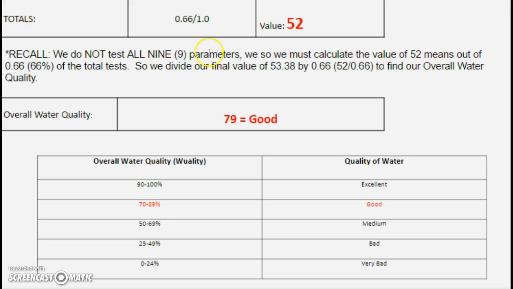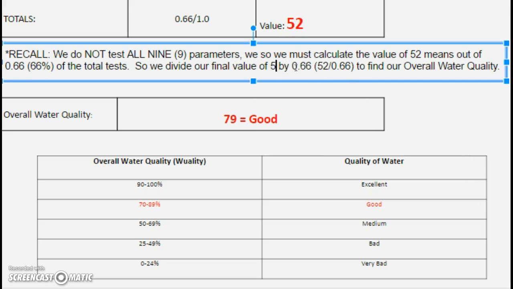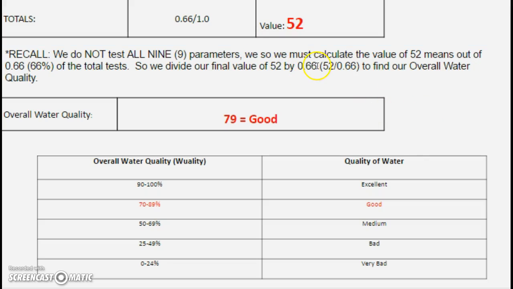Remember, we don't test all 9 parameters, just to go back to what we said before. So we must recalculate the value of what 52 means out of 66% of all the tests. Remember, earlier we accounted for the 34% that we don't test: the total dissolved solids, the biological oxygen demand, and the fecal coliform. As a result, we divide our value of 52 by 0.66, and we get a value of 79. And 79 I then cross-reference down here, and 79 is in the good column.